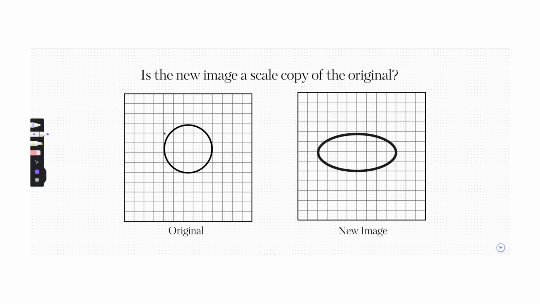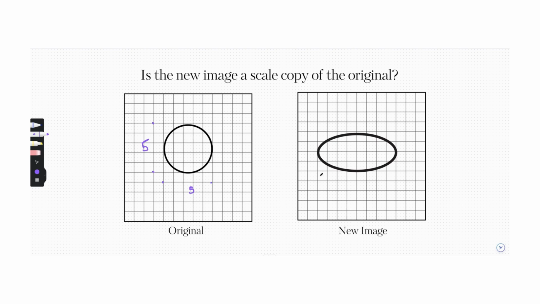Let's first measure the height of the circle. We're going to measure from here to here, so that's going to be 1, 2, 3, 4, and 5. And let's see how wide it is as well. We're going to measure from here to here, and this is also 1, 2, 3, 4, and 5.